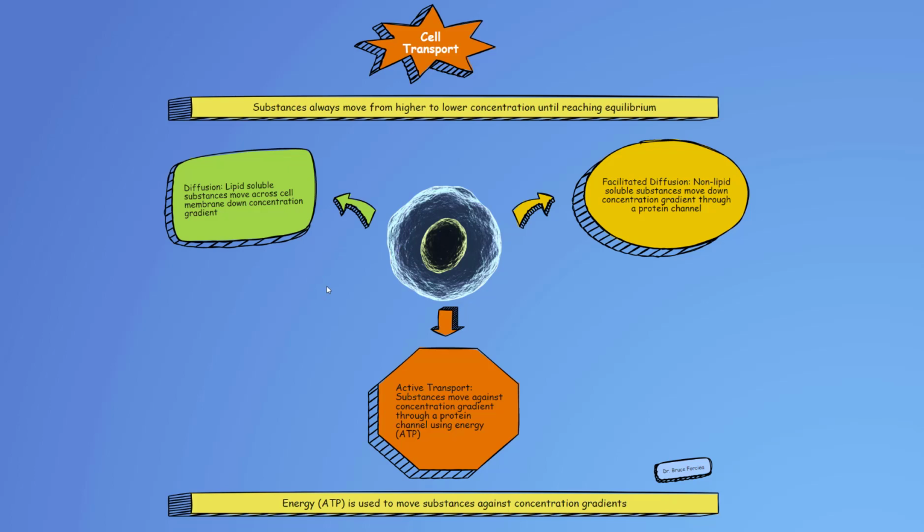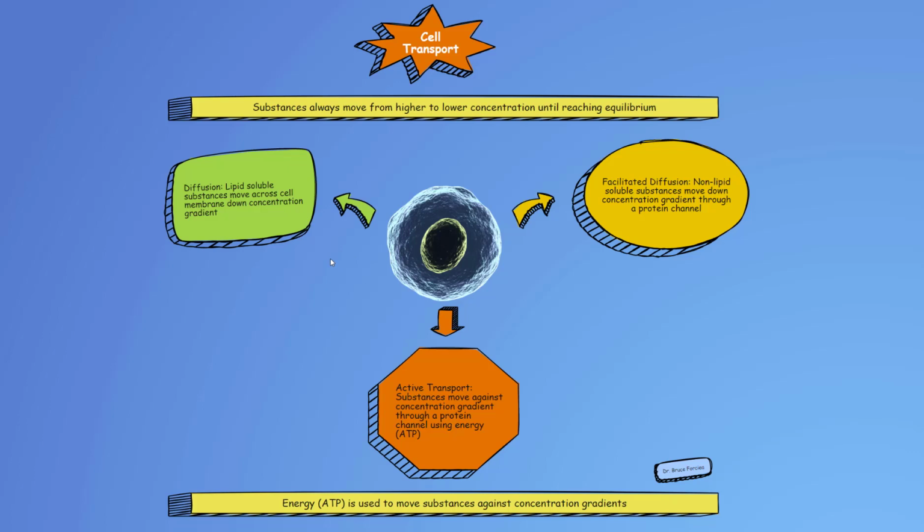Fortunately, substances like oxygen and carbon dioxide are lipid soluble, so that helps with diffusion of gases with regard to the respiratory system. Other substances like steroid medications are also lipid soluble. Therefore, you could apply a steroid to the skin, and then it would go into the skin and move across the cell membrane. All right, so that's diffusion. Substances move until reaching equilibrium.